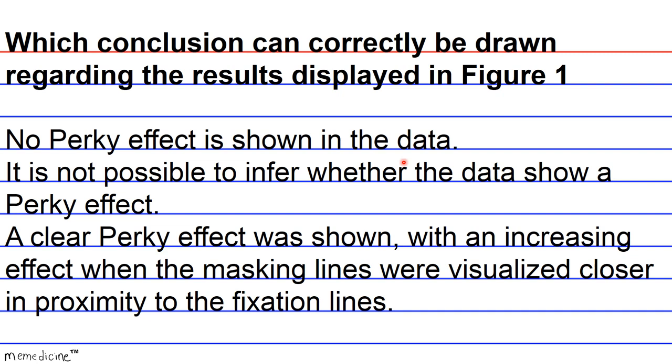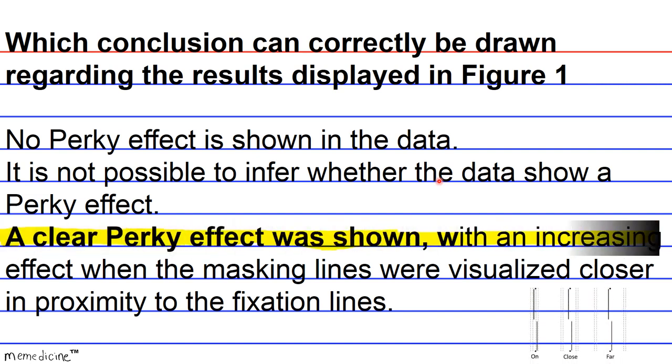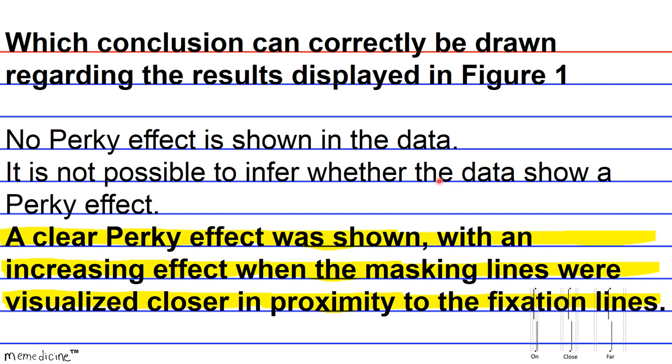The Perky effect was shown to increase with proximity for the imagined masking lines and the black masking lines. So what I'm trying to say is that a clear Perky effect was shown with an increasing effect when the masking lines were visualized closer in proximity to the fixation lines. And this is not a clear visual, so you may want to get your own separate visual printed out and have it handy with you as you're going through these questions.